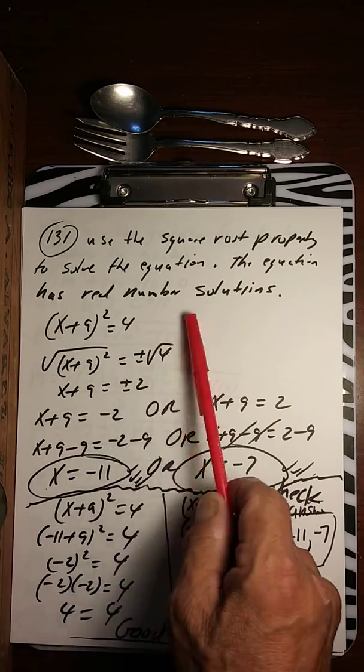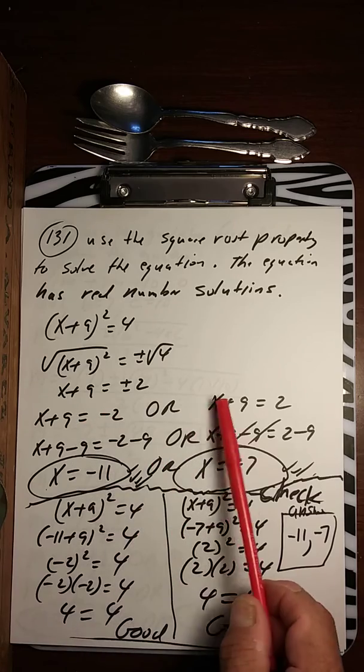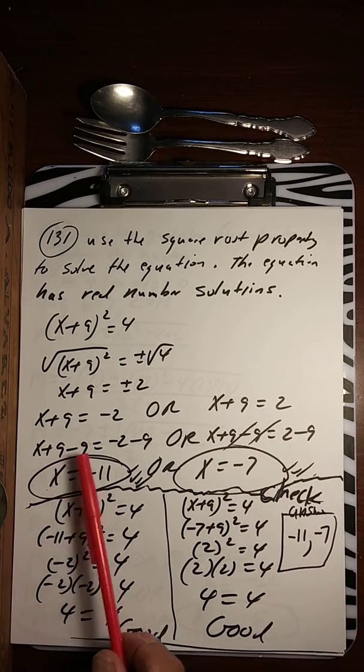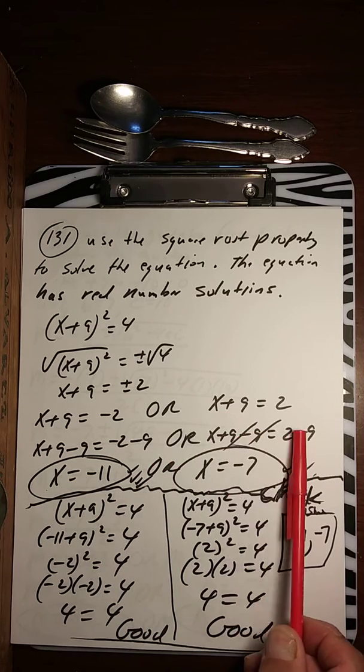Use the square root method to solve this. So square root of both sides. Plus or minus 4. Plus or minus 9 equals negative 2. Plus or minus 9. X plus 9 equals 2. Minus 9, minus 9. X equals negative 11 and negative 7.